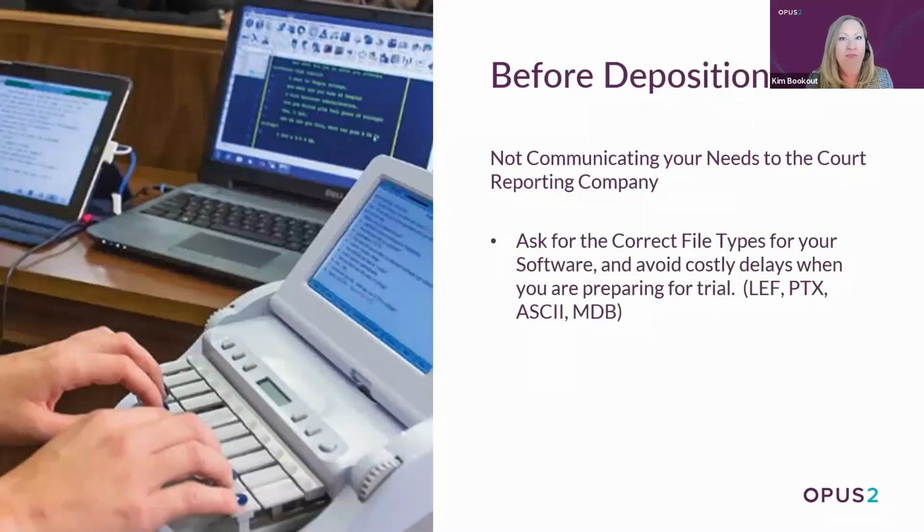So for instance, if I have a software like Opus 2, I'm going to ask for an LEF or a PTX, an ASCII file, or an MDB, which is what provides that really convenient sync that we're looking for to make those easy clips. Now, if you're working in another software, you just need to be aware of what you're working with, and then ask the court reporter for those files so that you don't find yourself 2 months out of trial and realizing that you don't have any video or any sync for any of your videos.